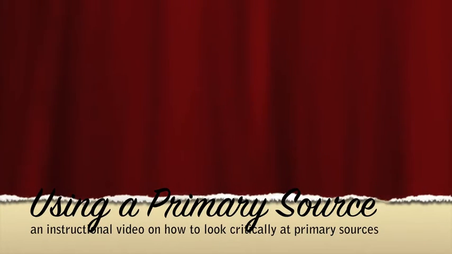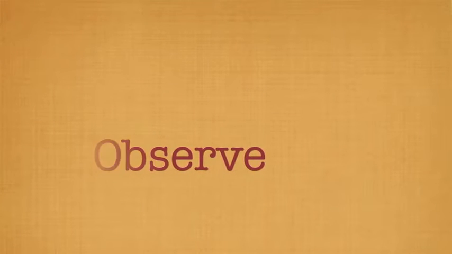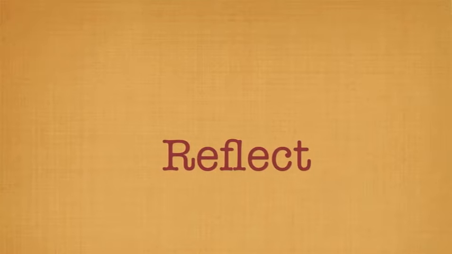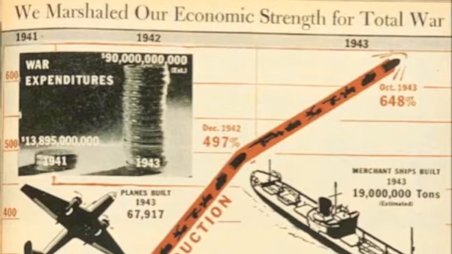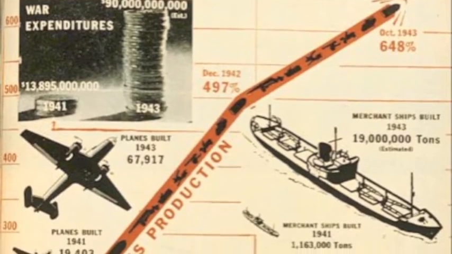Using a primary source, an instructional video on how to look critically at primary sources. There are 3 steps to analyzing a primary source: observe, reflect, and question. Let's give it a try with this primary source.